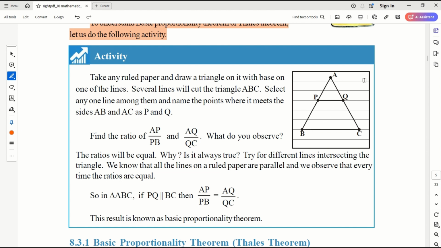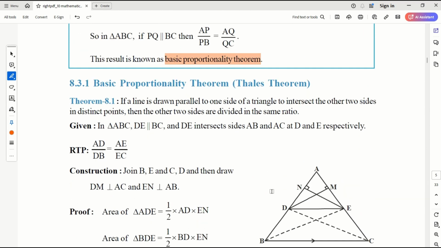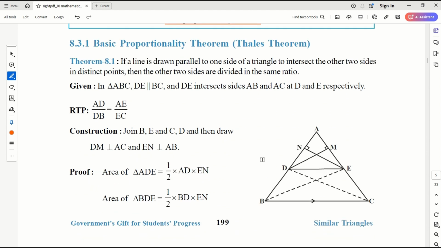You can draw another parallel line on the top, right? So any line passing through this set of three parallel lines will have the same ratio. This is the basic proportionality theorem. Based on this, we can derive the similarity of triangles.